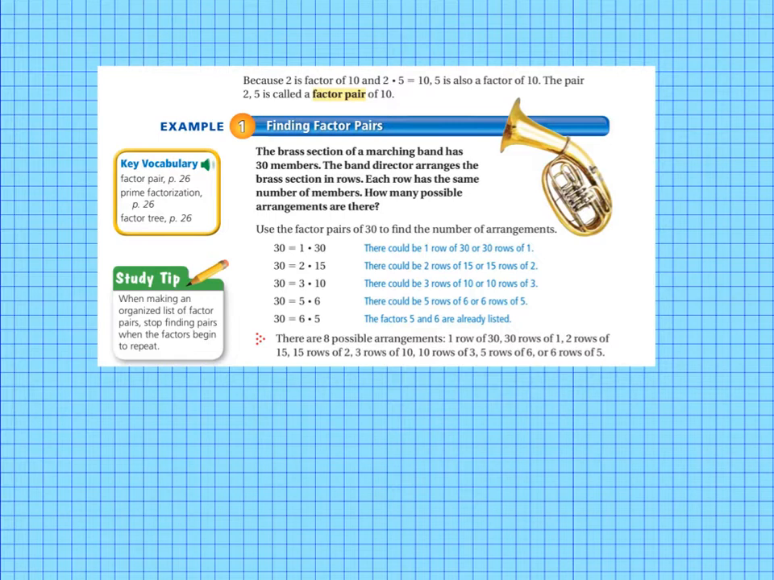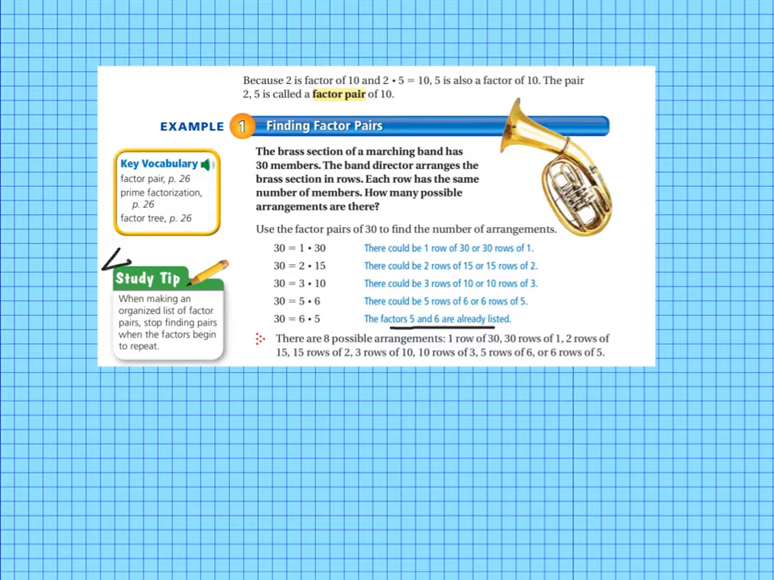And that is repeating. So since you are repeating, you know you're done. You know that there aren't any more factors. So one way to do this is to make a factor rainbow.